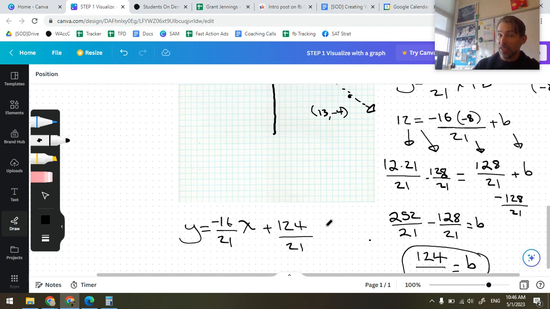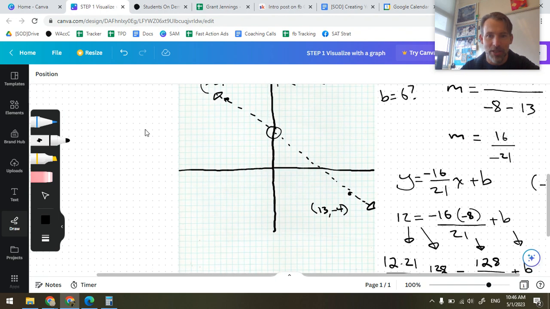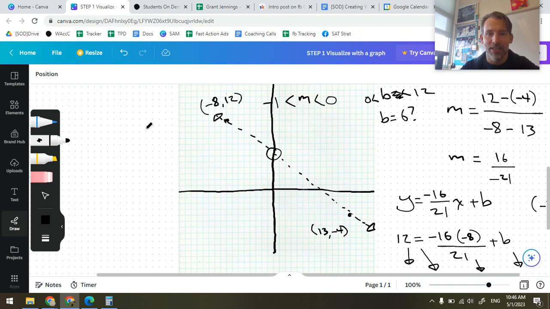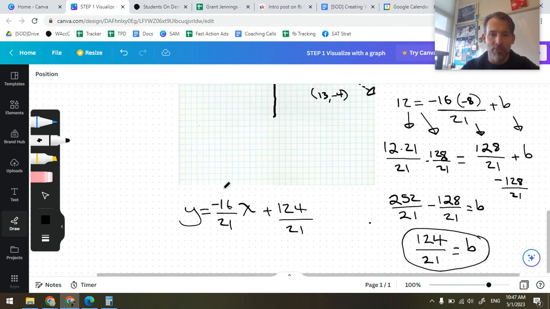We predicted that b was going to be close to 6. 124 over 21. That's just 2/21 short of 6. So it's very, very close to 6. So our visualization is very useful. It all checks out. Our m value was indeed between 0 and negative 1. And so this is the final equation that we are looking for.